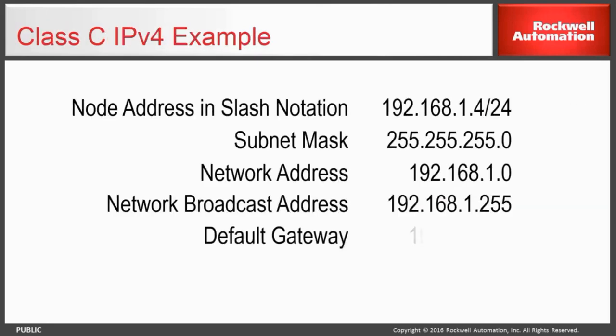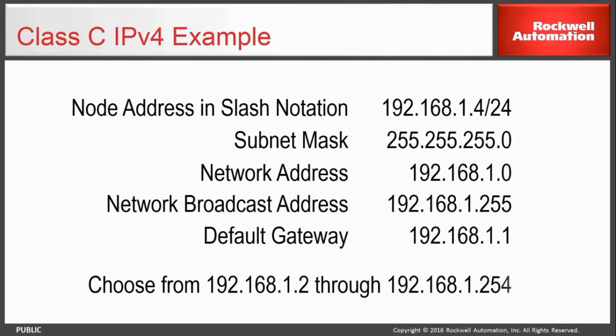Discarding the 3 reserved addresses, we have a valid range from 192.168.1.2 through 192.168.1.254. Be aware that there are many free subnet calculators available on the web that do all of this work for you, making address selection much easier.